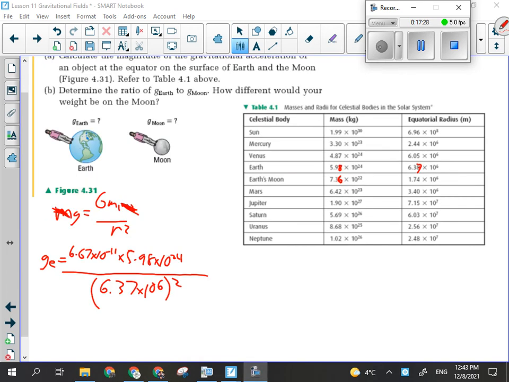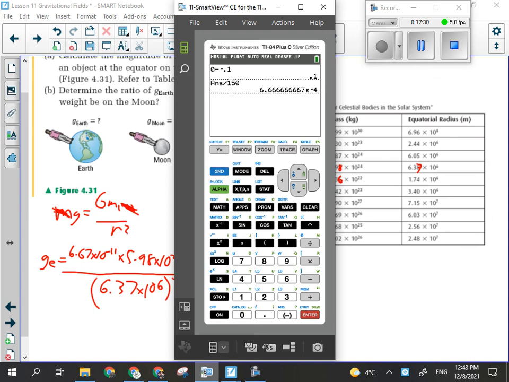Okay, so if we're looking at this for Earth, we would punch it in like so. So 6.67 e negative 11 times the mass of the Earth. Okay, and then we would divide that by the radius of the Earth, because we'd be standing on its surface, squared. All right, so we get 9.83 meters per second squared, or newtons per kilogram, instead of 9.81.